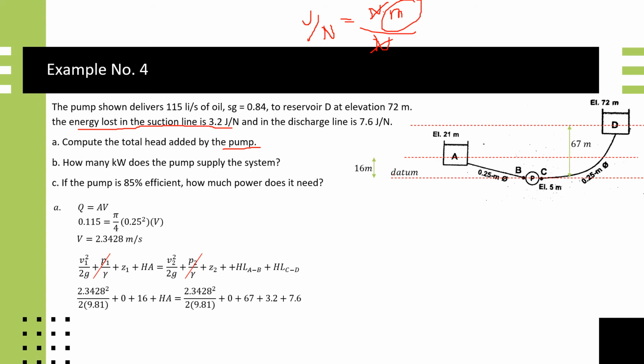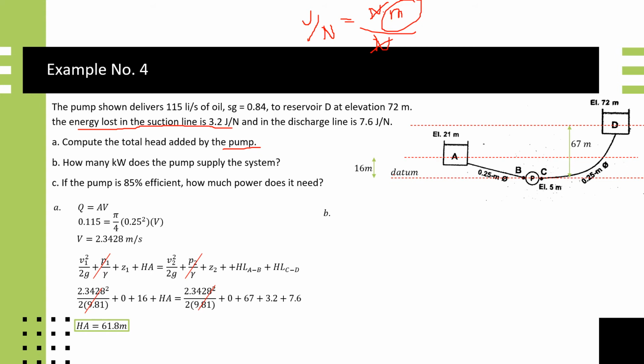Plus the ating mga head losses, head loss from A to B, which is 3.2. Ito. And then, sa discharge line na C to D, which is 7.6. Okay? Yan. So, compute nyo lang lahat yan. Makakancel to. Sabi ko nga, kasi same lang yung value na yan. So, HA will be equal to 61.8 meters. That is your answer in letter A. Ayan. Okay, next is letter B.